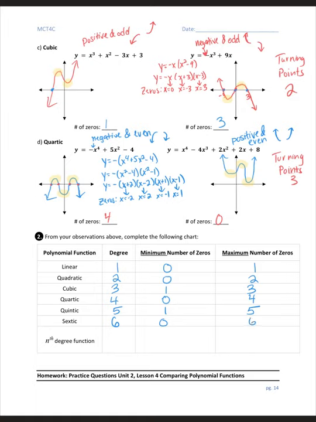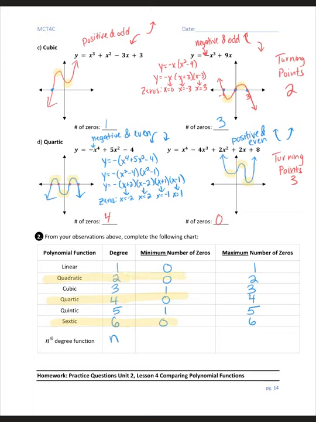Okay, so we want to make a general statement for any degree polynomial function. So we're going to say an nth degree polynomial function. What are the minimum zeros? What are the maximum zeros? We know that the degree is just going to be whatever n is. And then the minimum number of zeros, you can see here that when we have an even degree, so when we had 2, 4, and 6, right? The minimum zeros we were going to have was 0.